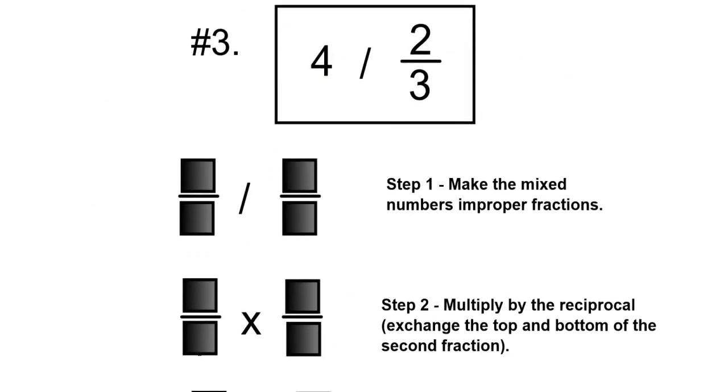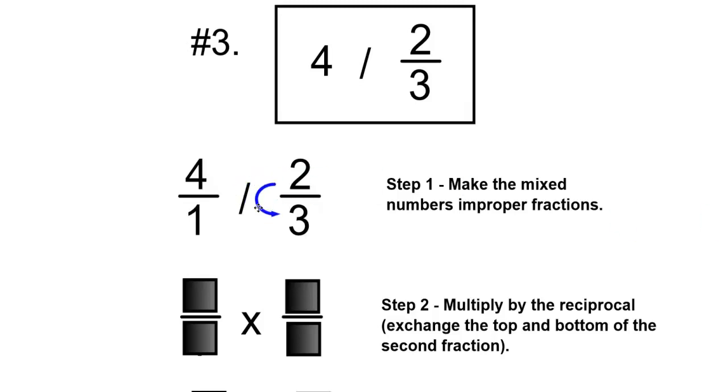Number 3, 4 divided by 2 over 3. Step 1, make the mixed numbers improper fractions. 4 as a mixed number will be 4 over 1. Divide that by 2 over 3. Step 2, multiply by the reciprocal, exchange the top and the bottom of the second fraction. The first fraction will stay the same.